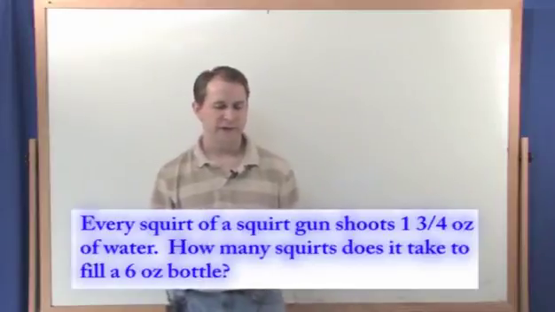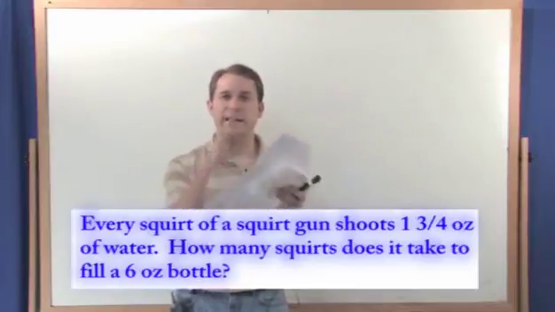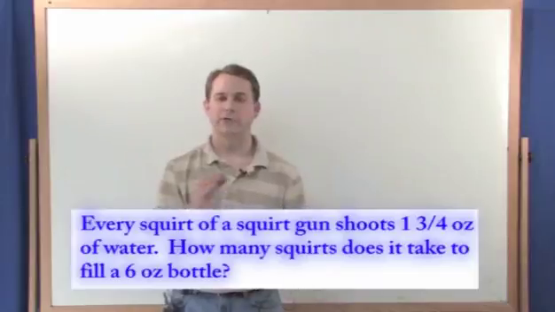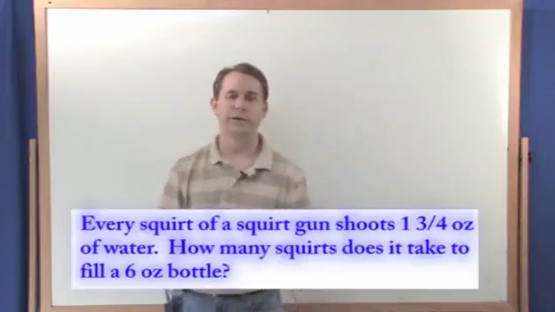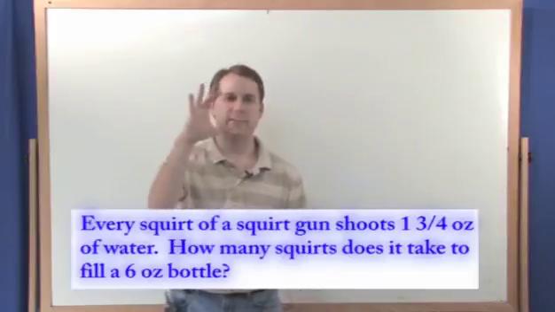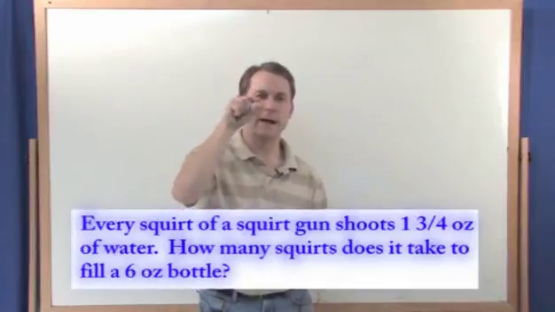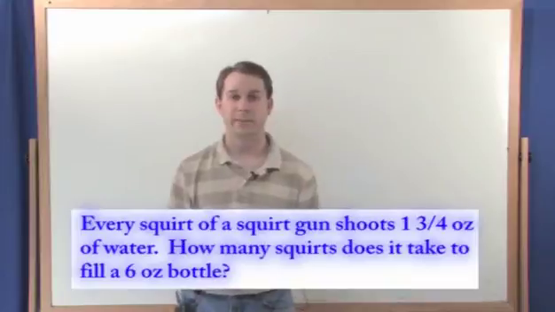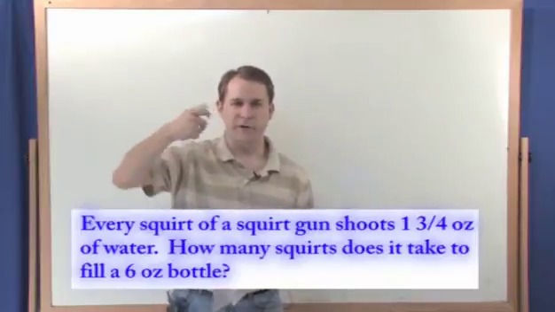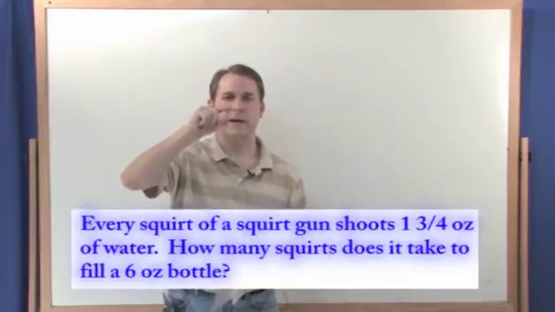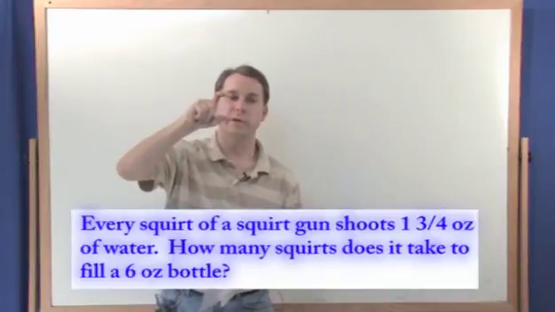Okay, so what you're really doing is you're dividing the 6-ounce bottle, and you're trying to divide into it 1 3/4 ounces. Because if you take that bottle and you divide it by 1 3/4 ounces, then you'll find out how many squirts it takes to fill it up. Because if here's a bottle, after 1 squirt, it goes 1 3/4 ounces, and after another squirt, it goes another 1 3/4 ounces, and after another squirt, it goes another 3/4 ounces.